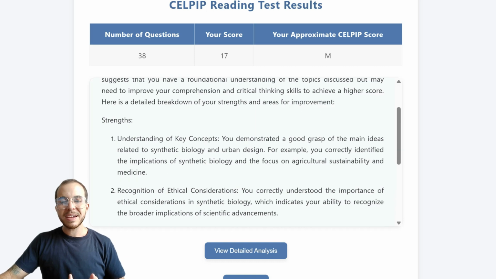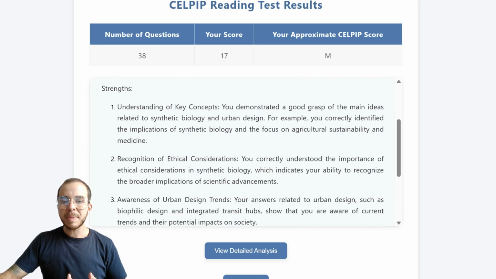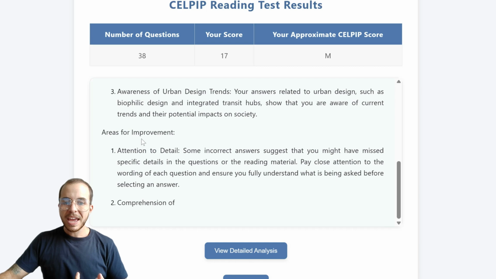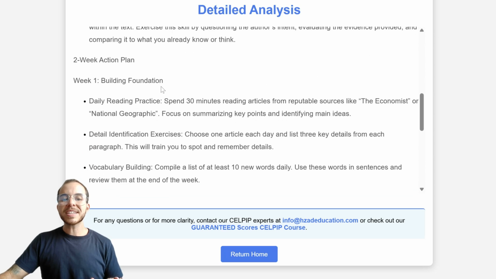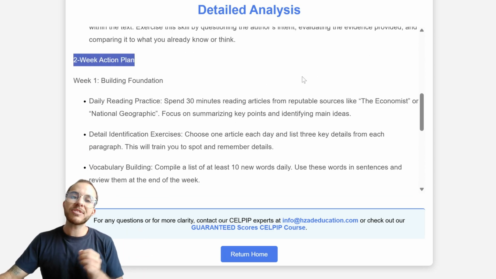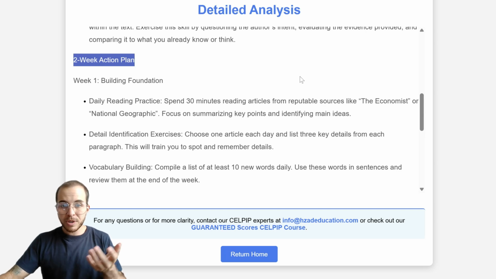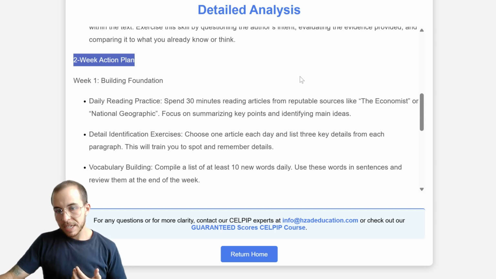Now, if you're on the AI platform here, you're going to get some feedback about your strengths and your weaknesses or your areas for improvement. On the next page, you're going to see your 2-week study plan. And this is really what we're here for. The 2-week study plan takes you through 2 weeks and it gives you very specific feedback on how you could improve your marks for reading in specific.